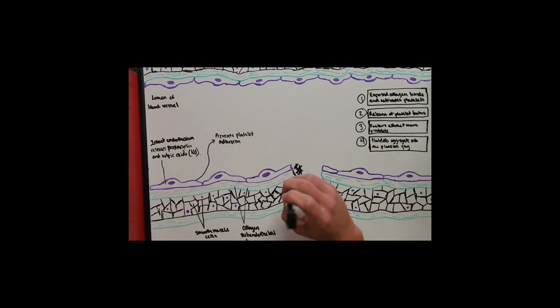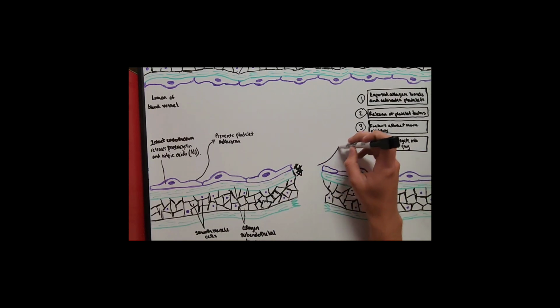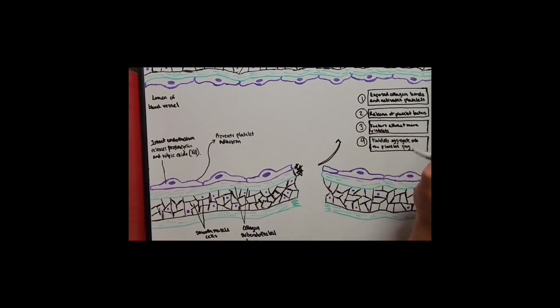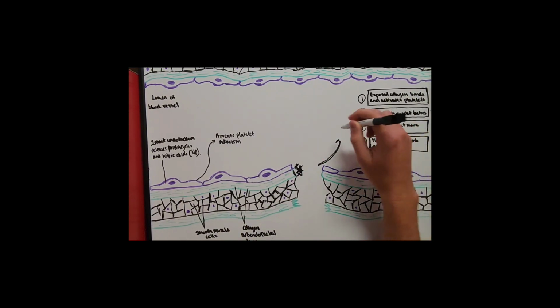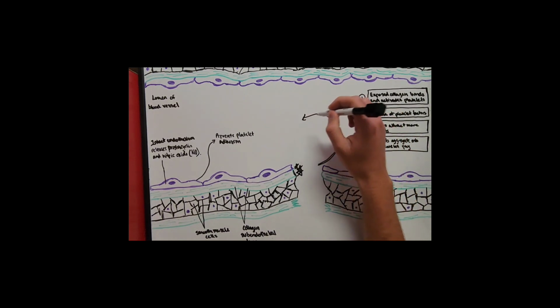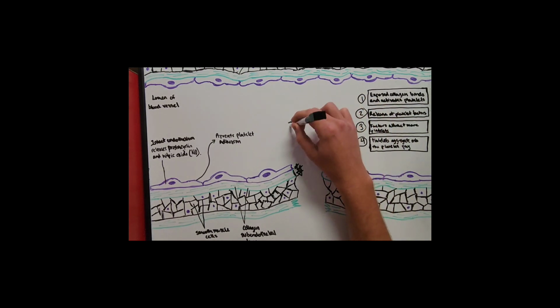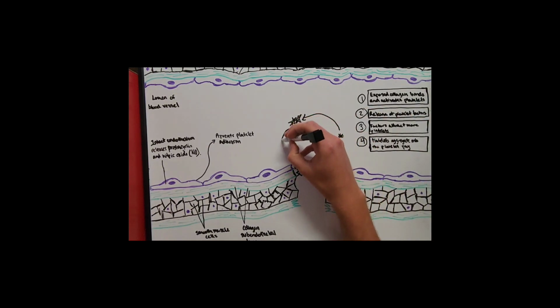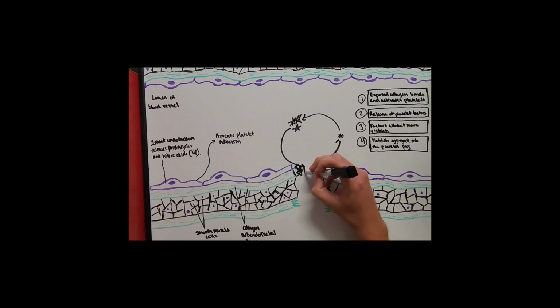Then there's going to be a release of platelet factors from the endothelium. We'll call those factors. They're going to attract more platelets. And those platelets will aggregate into the platelet plug. So they'll come down here, and they'll start filling up that area until you have a nice clot.